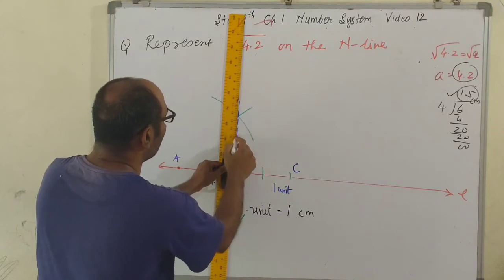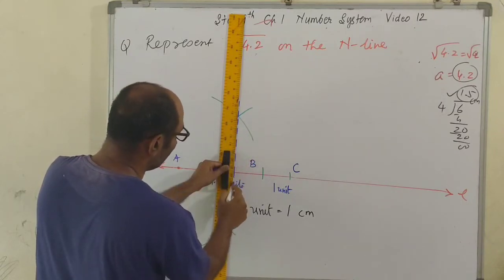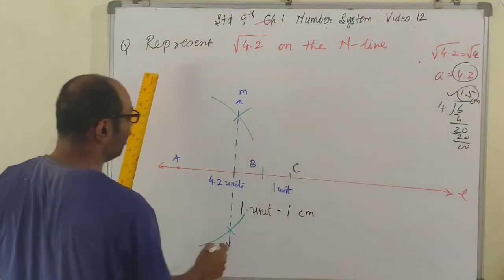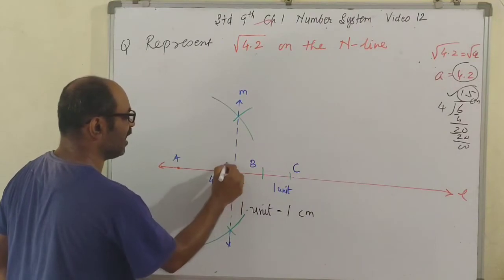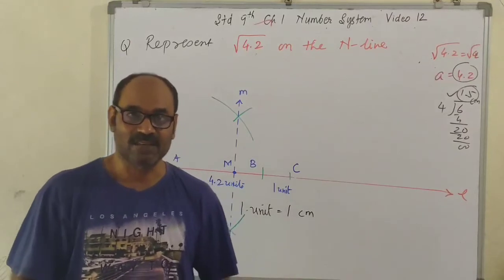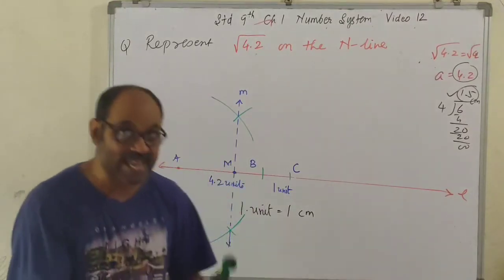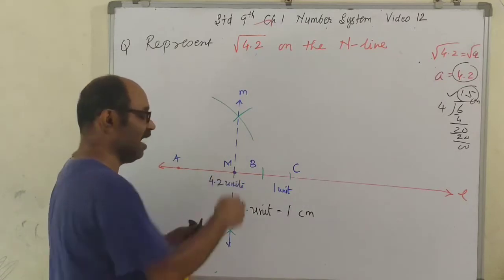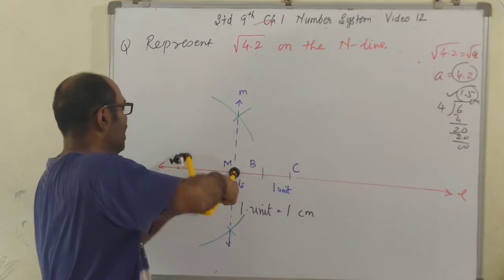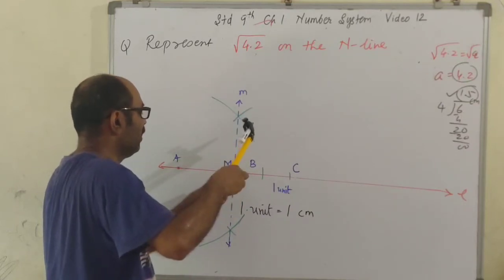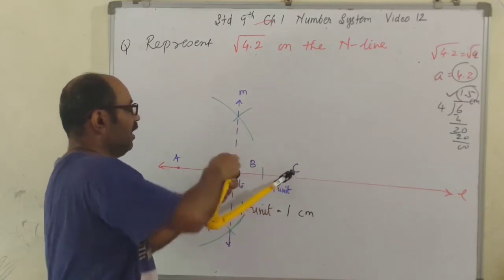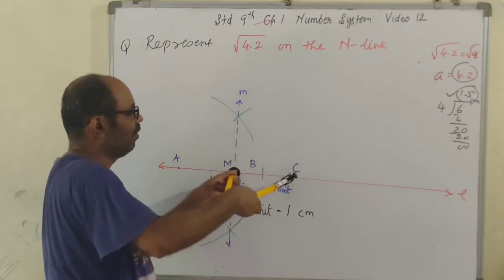I'll draw a dotted line. Let's say this line is M because I've called that L. This point is M, the midpoint of line segment AC. So now what is the next step? Again I have to draw a circle with center M. This time the center is M and radius A. Radius AM or CM. Alright.